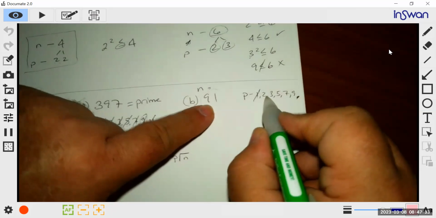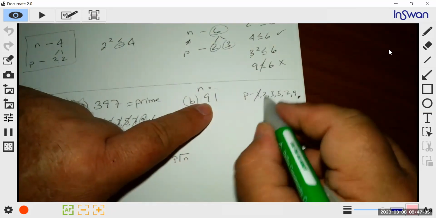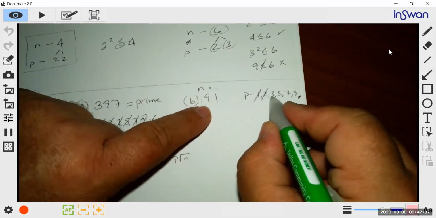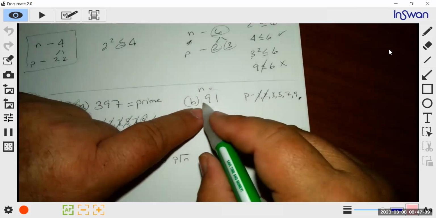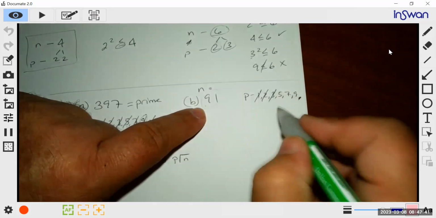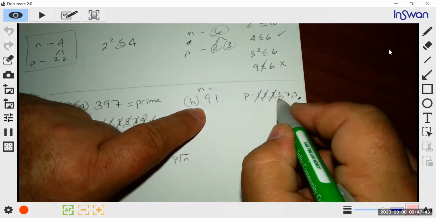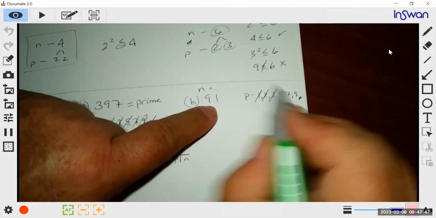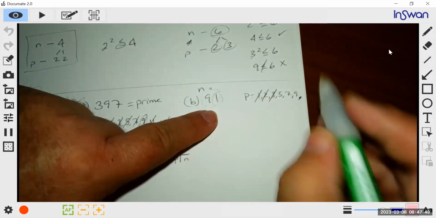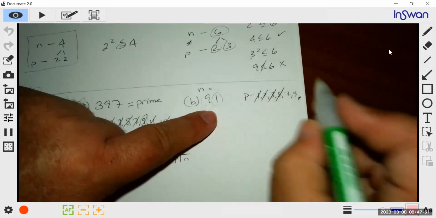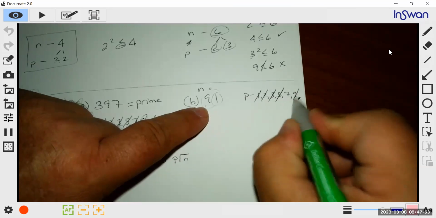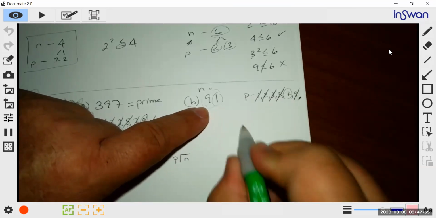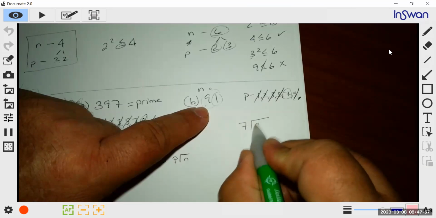Does 2 go into 91? No. Does 3? No, because if you add up 9 plus 1 that is 10. Is it 5? No, because if it's divisible by 5, it would end in a 0 or a 5. 9 times 9 is 81, so it doesn't go in there. The only question we have is about 7. Does 7 go into 91?